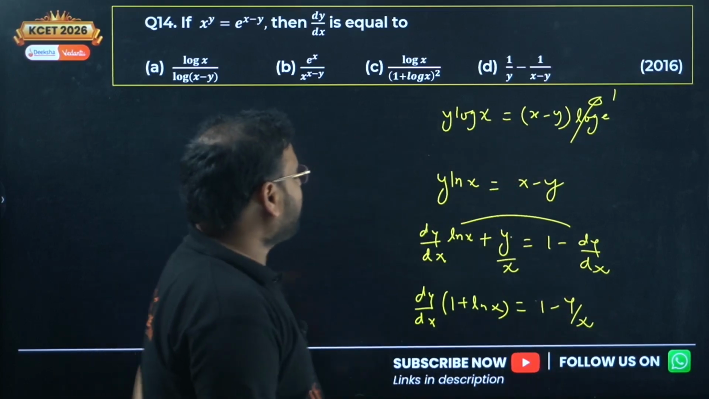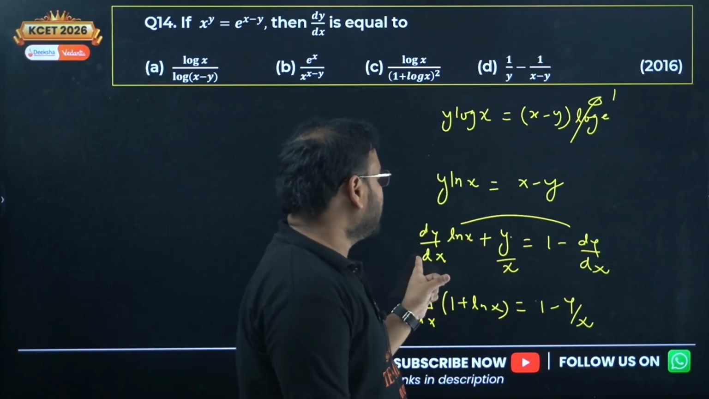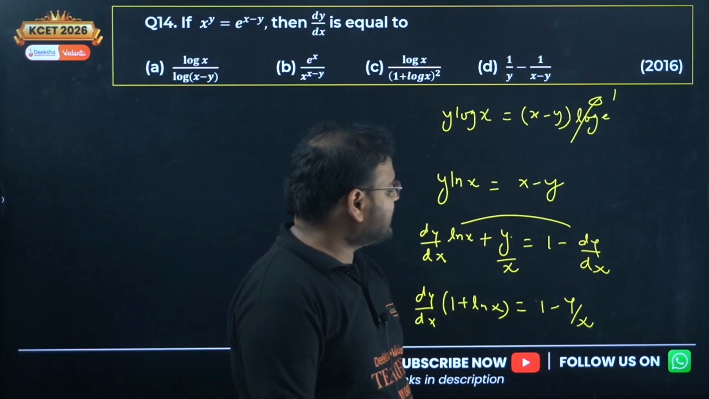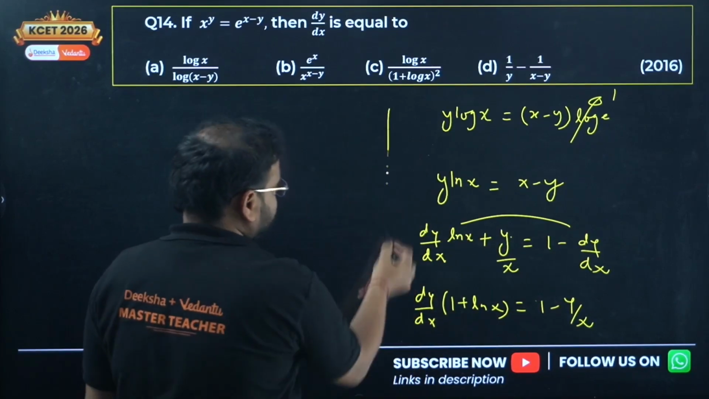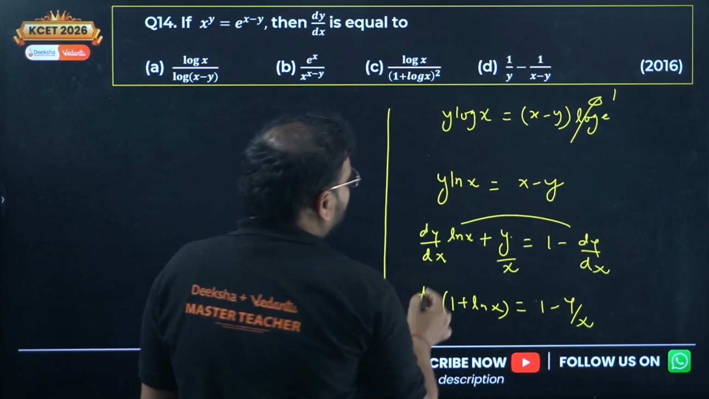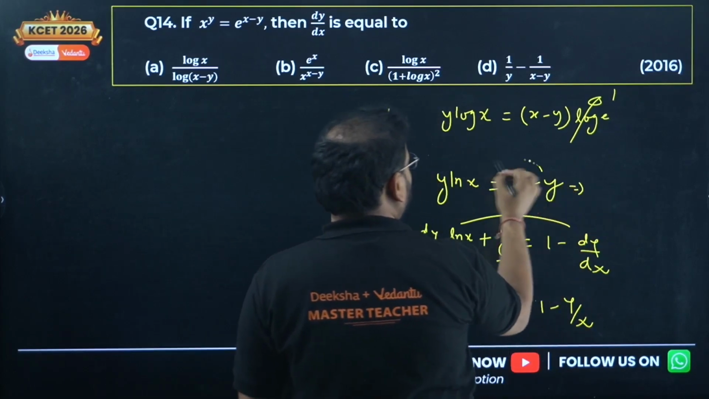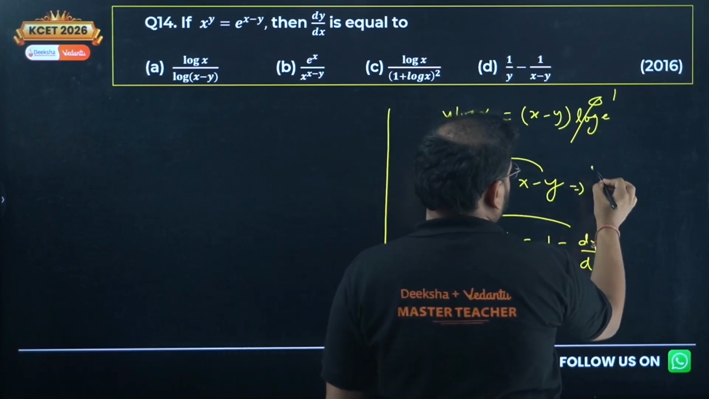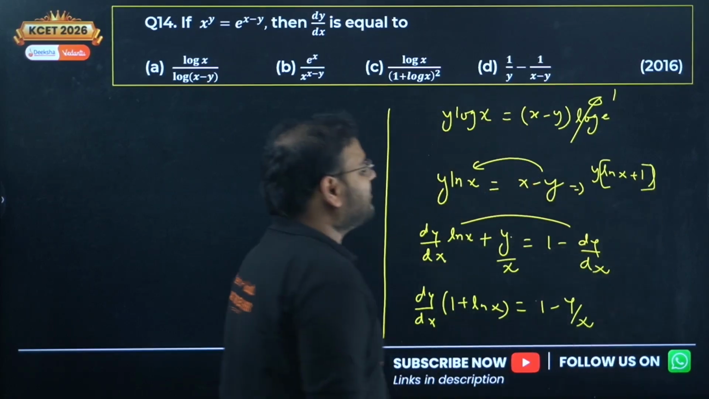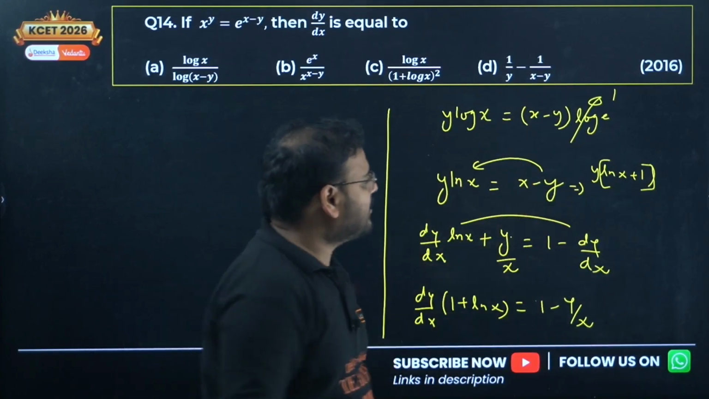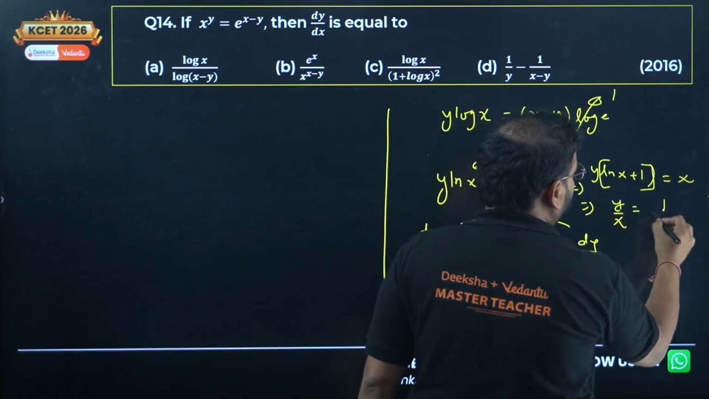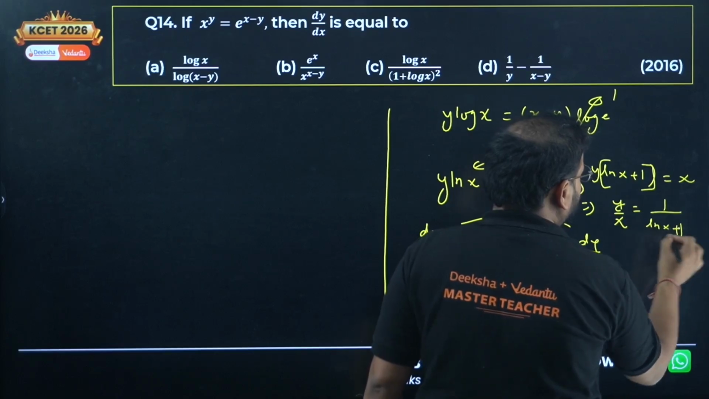Correct, no? You take dy/dx over here, and this becomes, take common, 1 from here and ln x from here, and you take the other term on that side, so 1 minus y/x. Can you find the value of y/x from here also? I can move the y to this side, so I get y(ln x plus 1) equals x. What I've done is taken y on this side and taken y common. So I get y/x equals 1 upon (ln x plus 1).